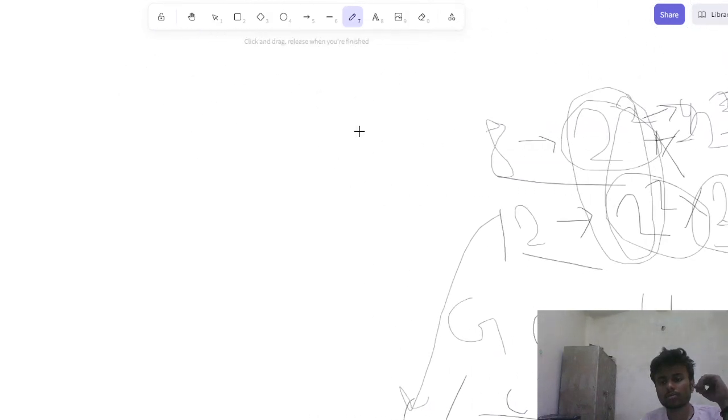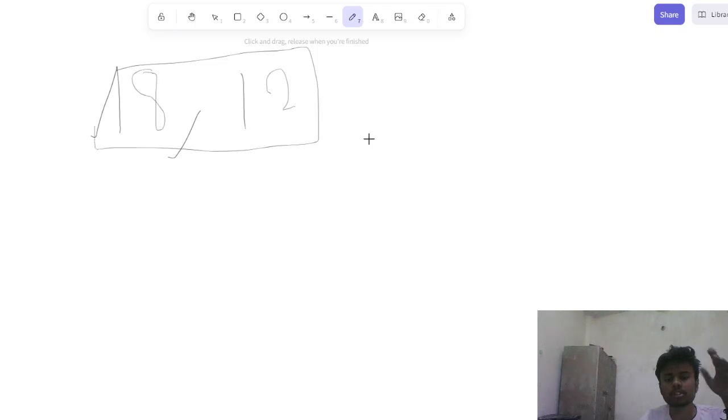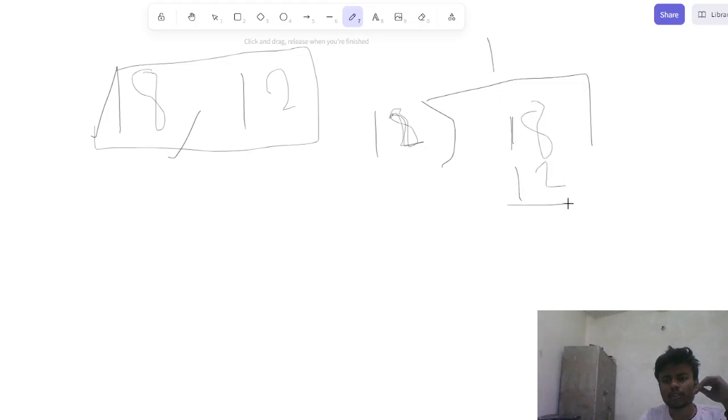So our target is to calculate it using the Euclid algorithm. Let's suppose our question is to calculate the greatest common divisor of two numbers, 18 and 12. I am going to divide the numbers, with the divisor 12 and the dividend 18. When I divide, the remainder comes out to 6.